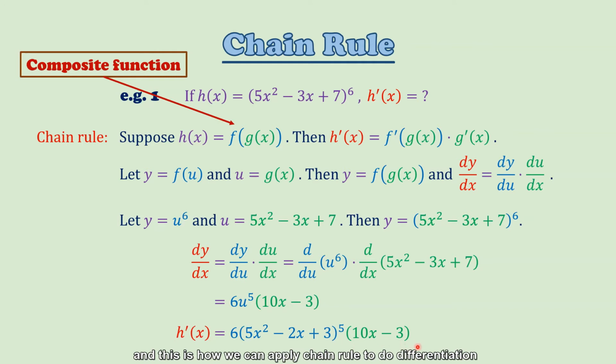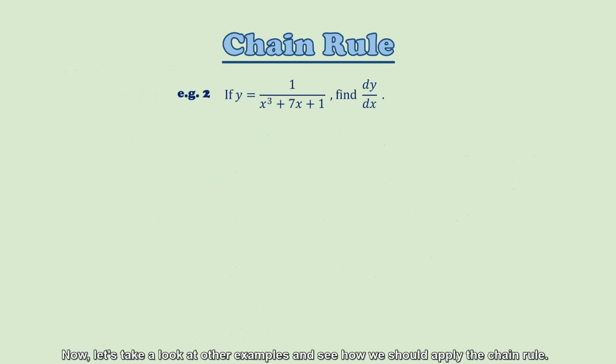And this is how we can apply chain rule to do differentiation by considering a function as a composite function of simpler functions. The proof of the chain rule is rather advanced and it will be discussed in another video. In this video, we will focus on the application of the chain rule. Now let's take a look at other examples and see how we should apply the chain rule.